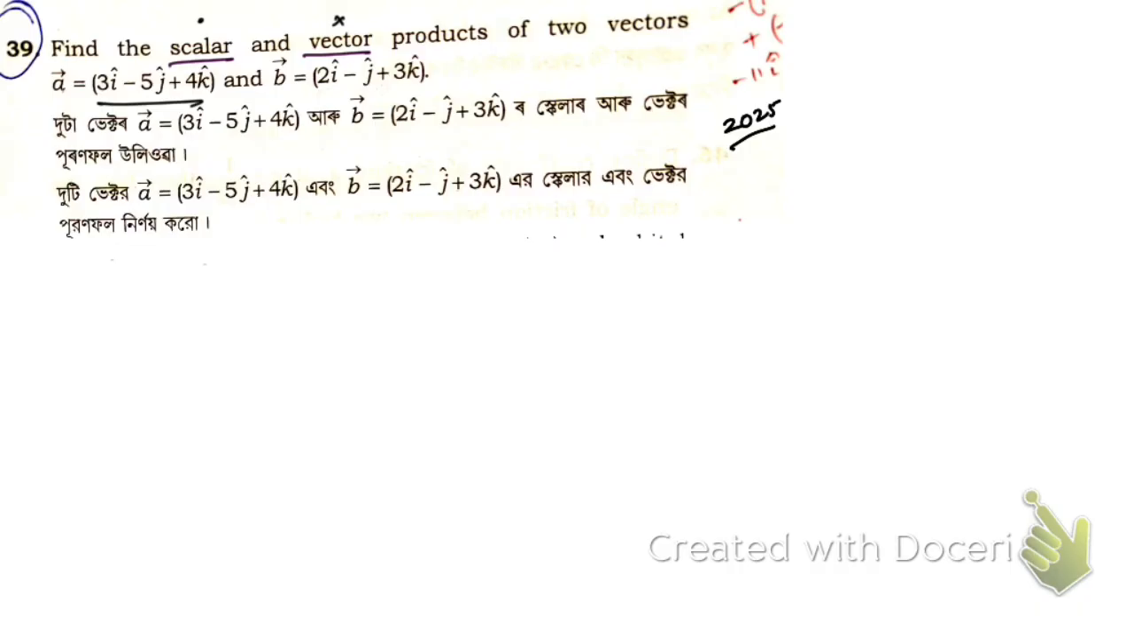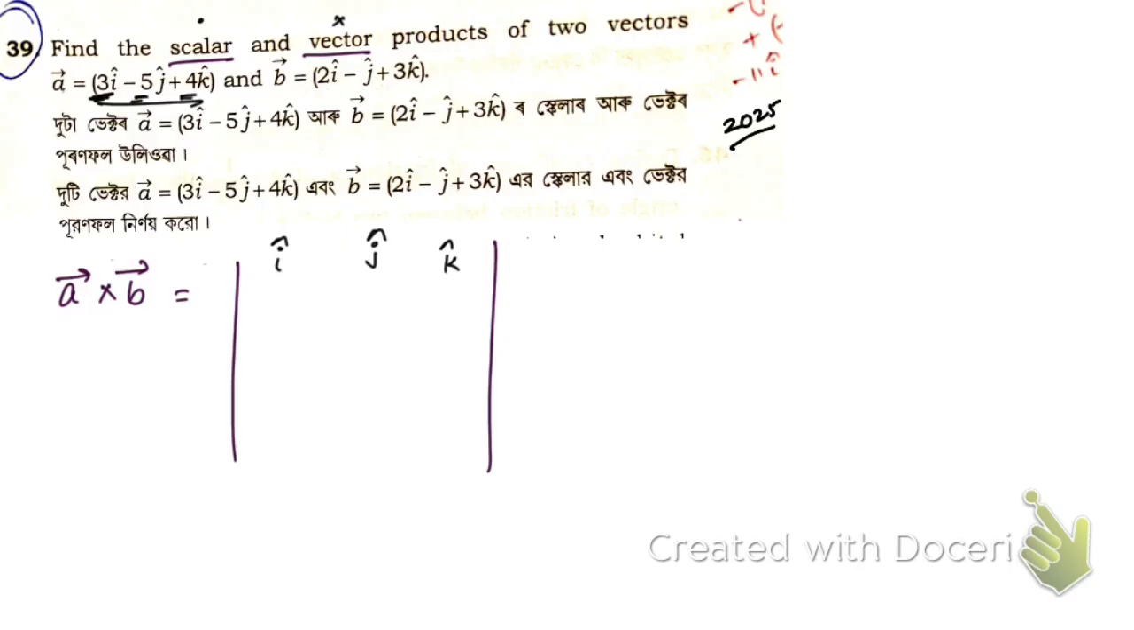So how to find A cross B? Here we need to take the determinant. First let me write the i cap, j cap and k cap. Then take the A vector. What are the numbers before i cap, j cap and k cap? Let me write those: 3, minus 5, plus 4. Then take the B vector. So here what are the numbers?